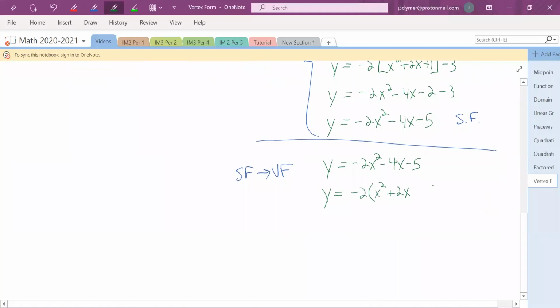But first, I'm going to leave a little space and put the parentheses here. And the reason why I'm going to do that is because I need to figure out what number goes here so that I can come up with my magic trinomial.